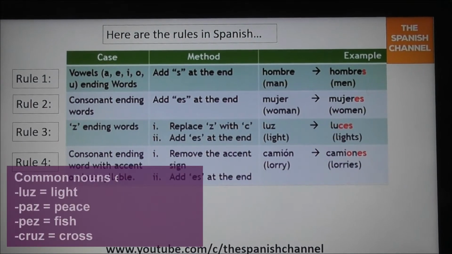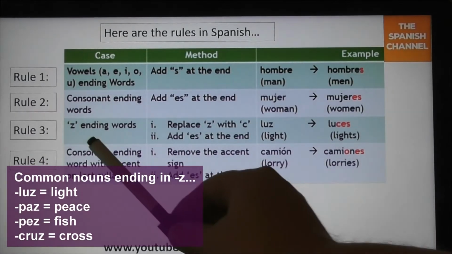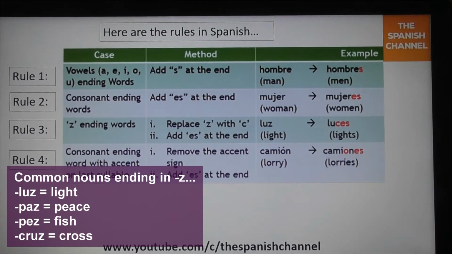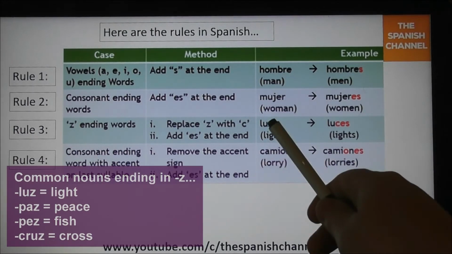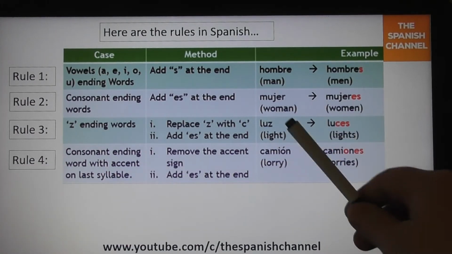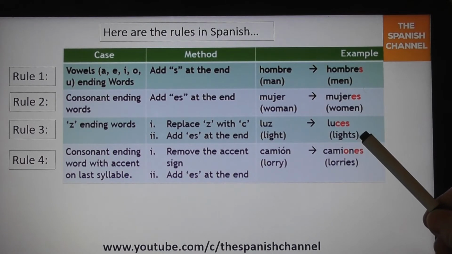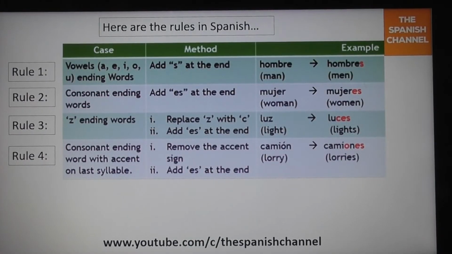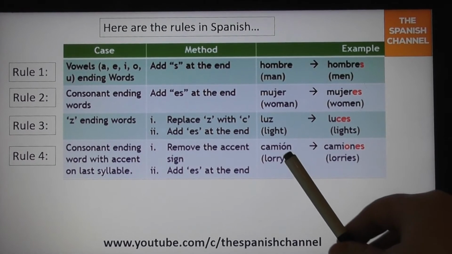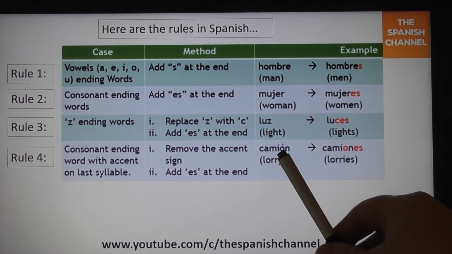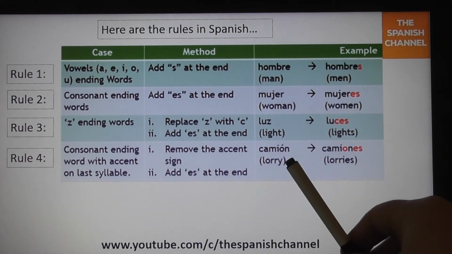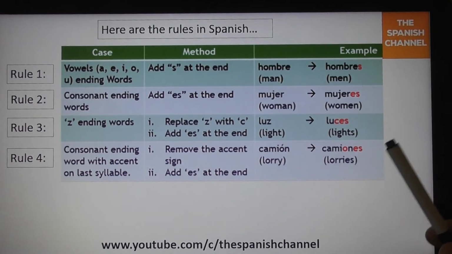Probably the trickiest rule in Spanish when making nouns plural is if they end in a Z. For example, luz, light, or paz, peace. Essentially, we're going to remove the Z and add a CES. So luz, light, becomes luces. Pez, fish, would become peces, fish. And rule 4, if you have a noun ending in a consonant, for example, camión, but the penultimate letter is a vowel with an acute accent, so that would be the final syllable, then you need to remove the accent and add ES.